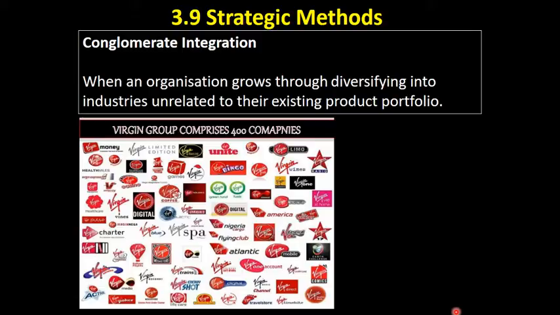Conglomerate integration occurs when a business grows through diversifying into industries unrelated to their existing product portfolio. Well, what does that mean? So it might help to look at some examples. Perhaps the most famous example of a conglomerate within the UK is Virgin, the group owned by Richard Branson. Richard Branson started the Virgin Group as a record shop, Virgin Records.